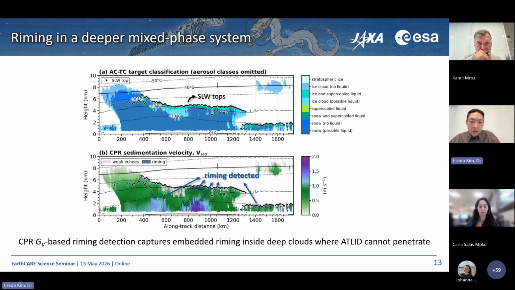You can see some riming near the cloud tops over the shallow mixed-phase cloud and the deeper cloud. And there are also riming regions here, even though these are regions where the lidar cannot penetrate. But sedimentation velocity there is often larger than about 1.5 meters per second. So I think it's quite reasonable to say that rimed particles are there. So this is one of the biggest advantages of this method. It can detect riming in the mixed-phase layers, even in regions where the lidar cannot penetrate.